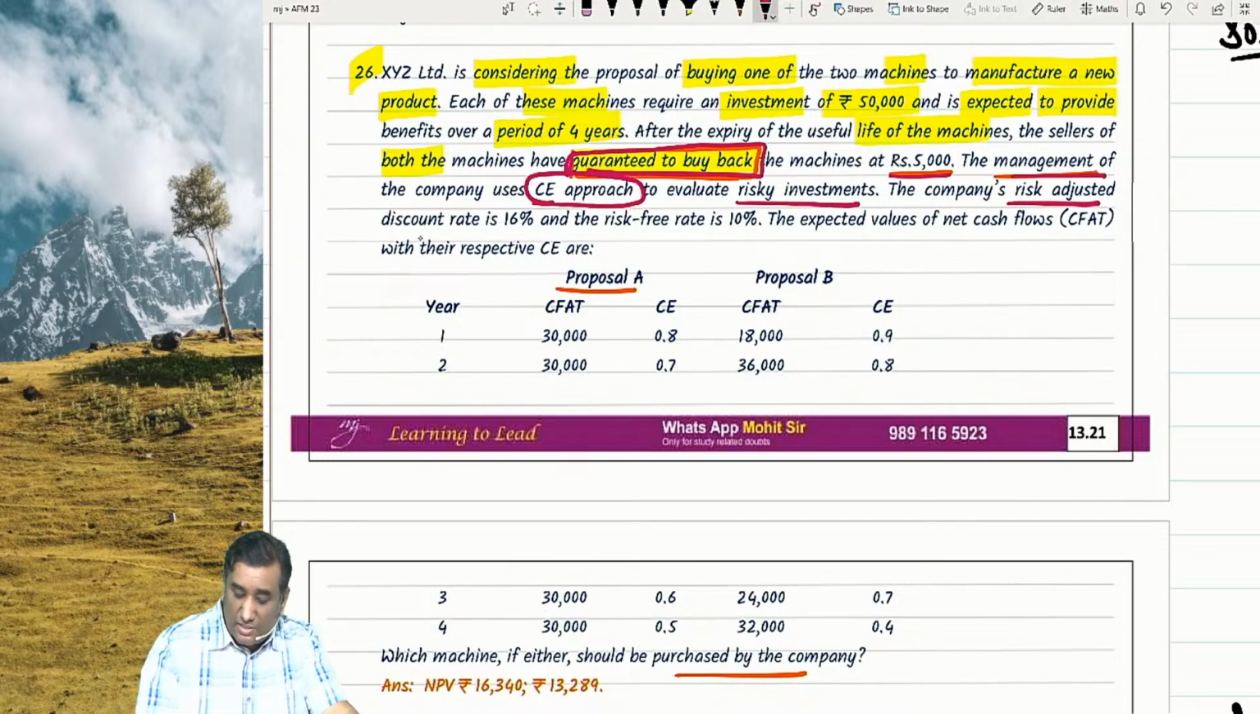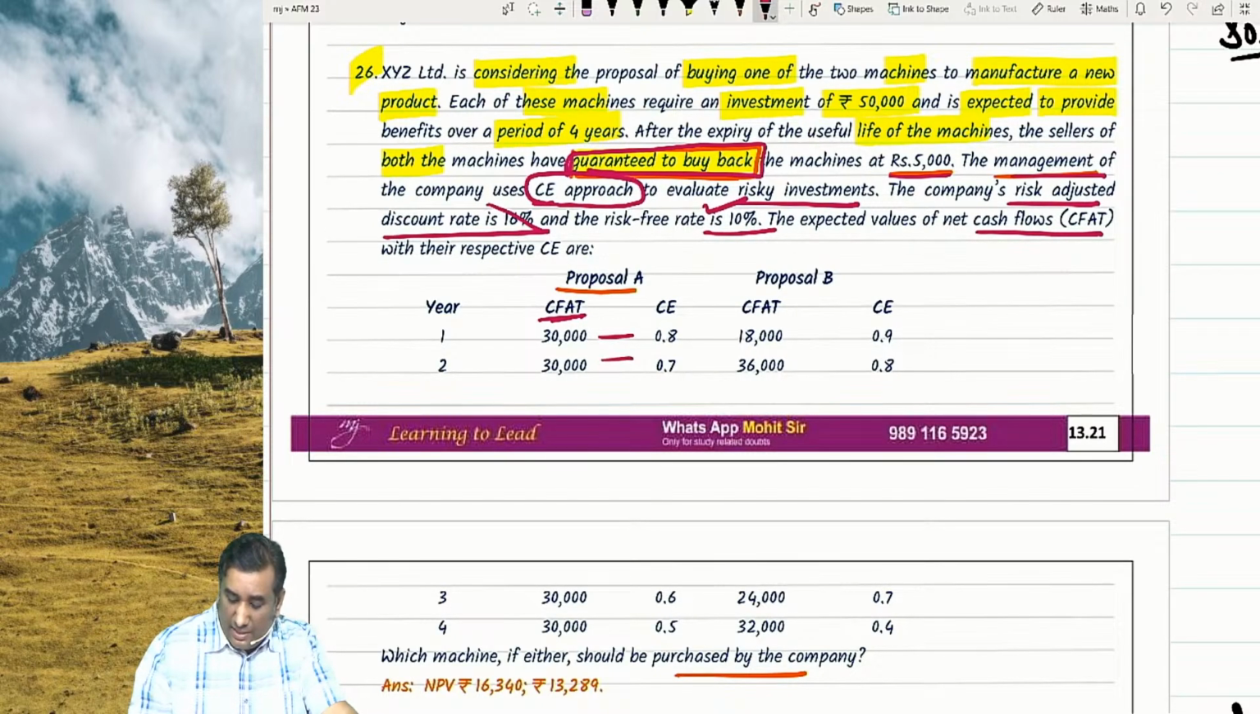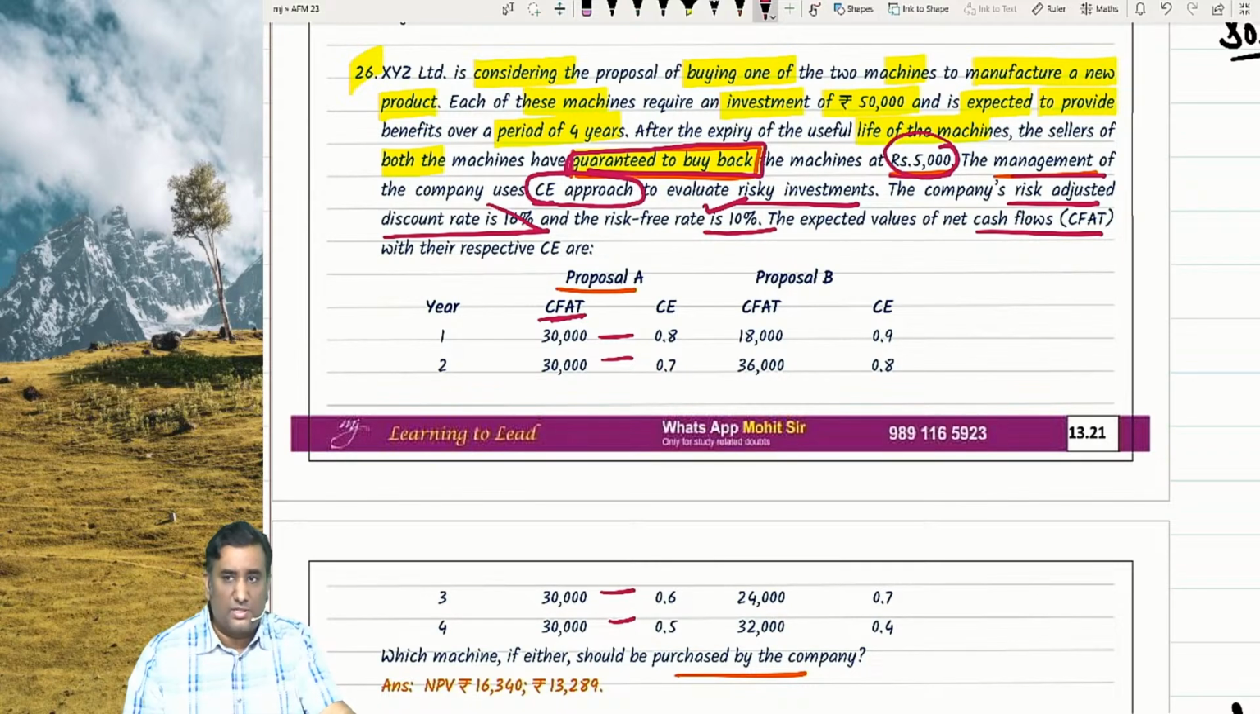Company's risk adjusted discount rate is 16. This is of no use. Risk free rate is, this will be used. The cash flows are these. So you have CFAT multiplied by these, and please be careful. Last year when you have 5,000, it's as good as what? Certain cash flow. Calculate quickly A and B. Roughly you can calculate. It will help you in practice only. Calculate A and B. Then I'll show you.